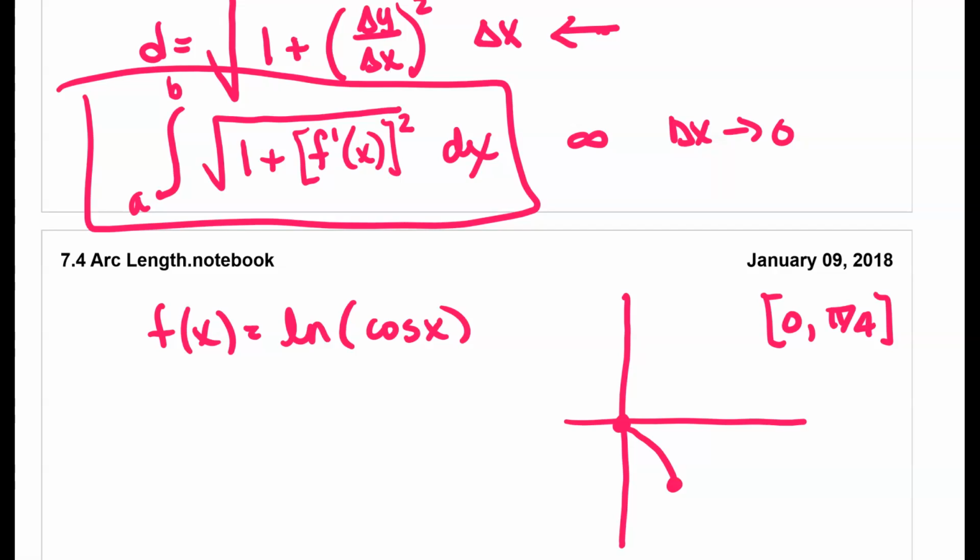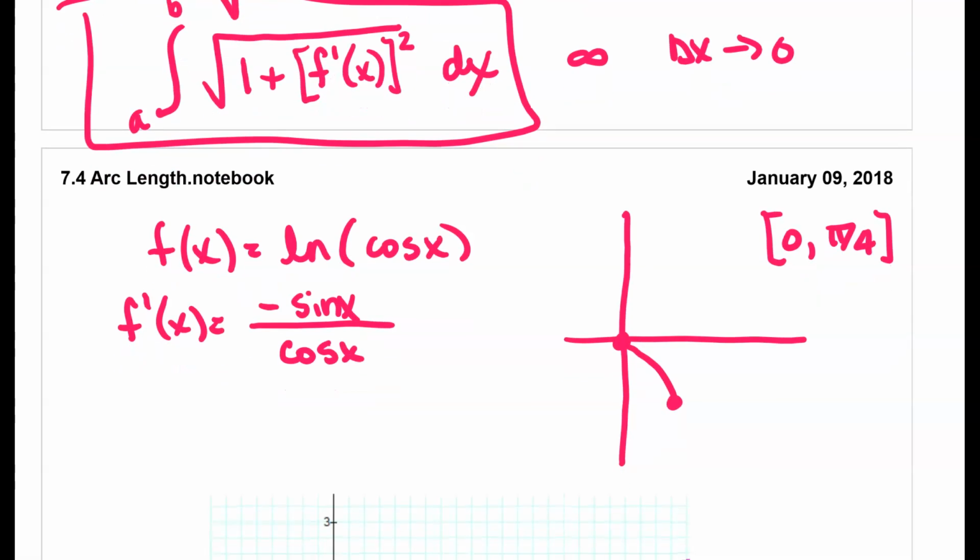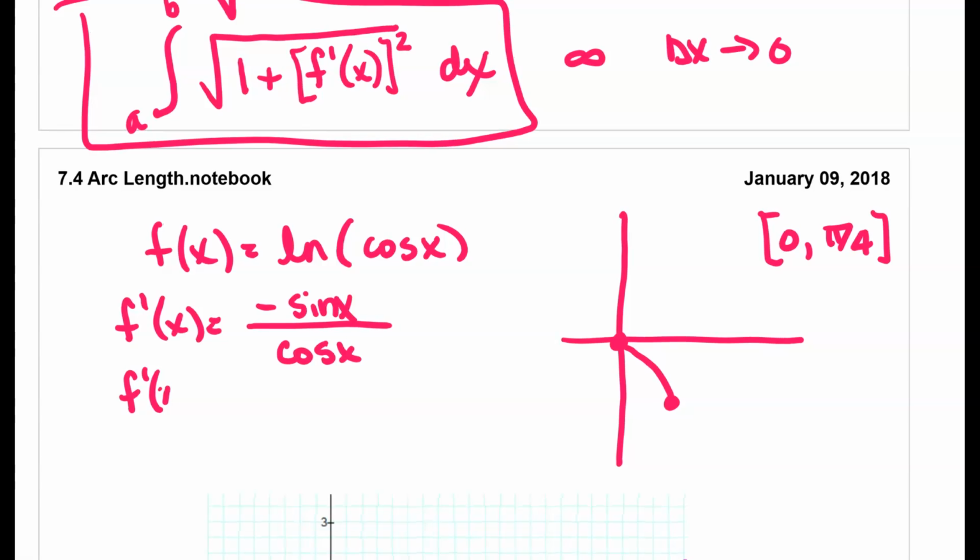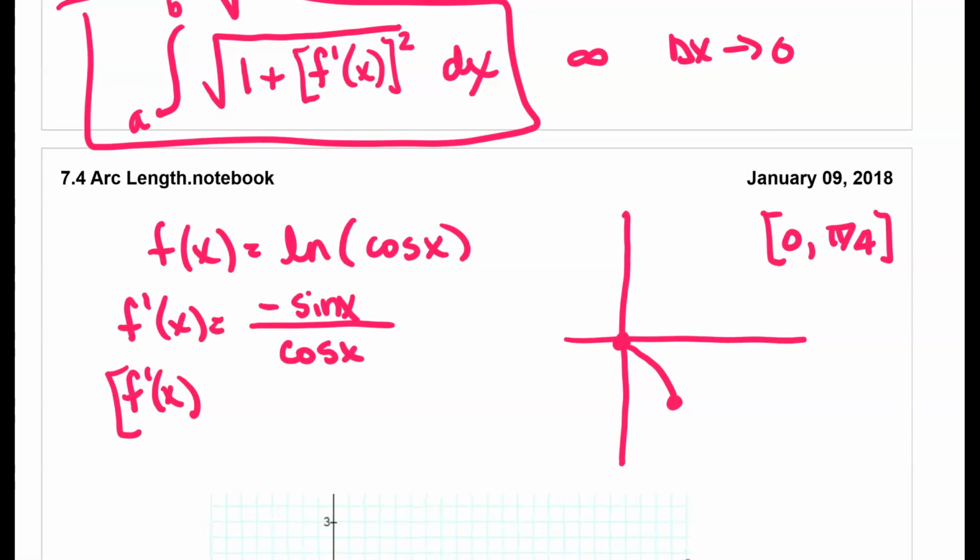So the first thing we do is we take the derivative. So we need a little chain rule here. F prime of x puts cosine on bottom, and the derivative of cosine is negative sine. And then for the formula, you need to square this. So f prime of x squared, let's see, that's negative tangent, so when I square it, I get tangent squared.